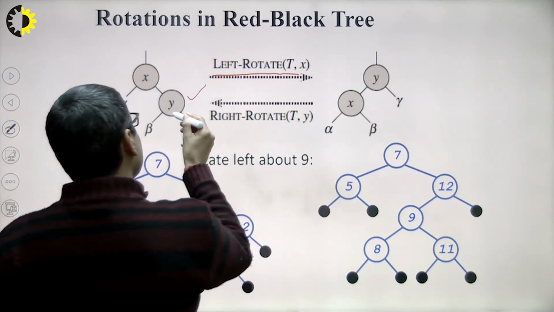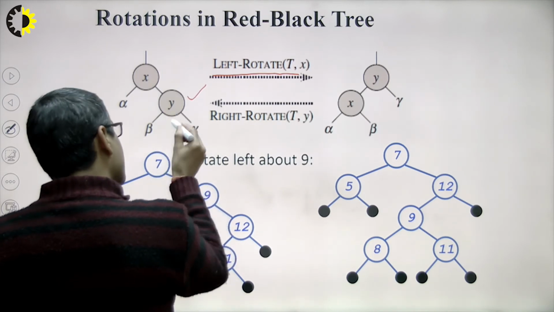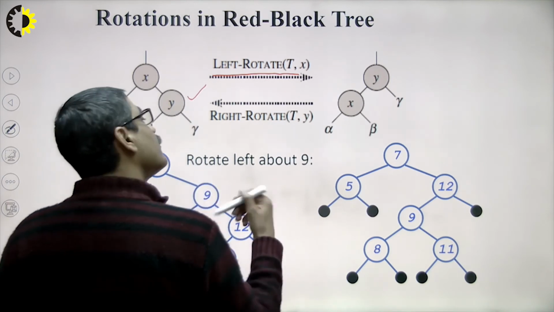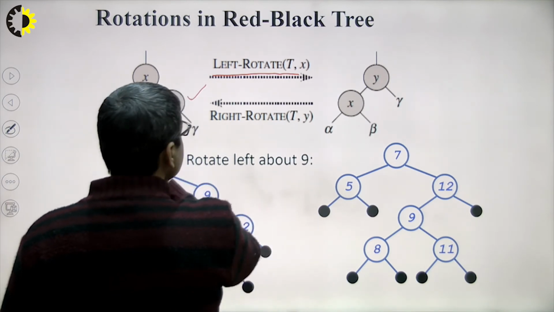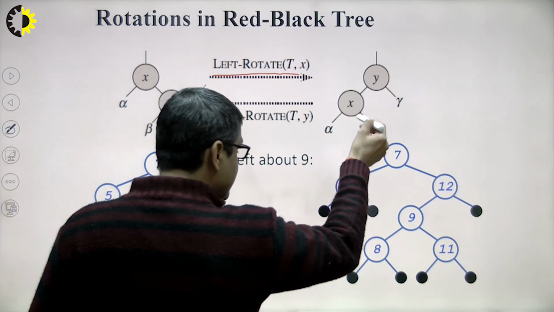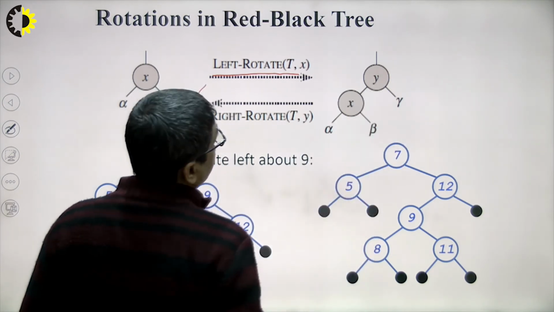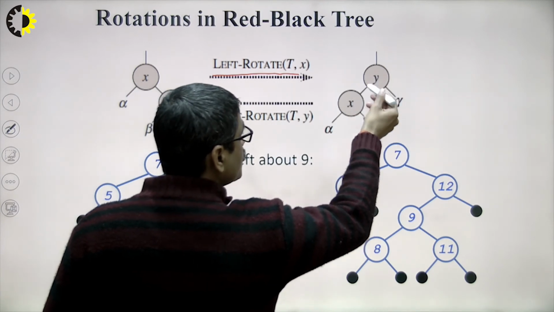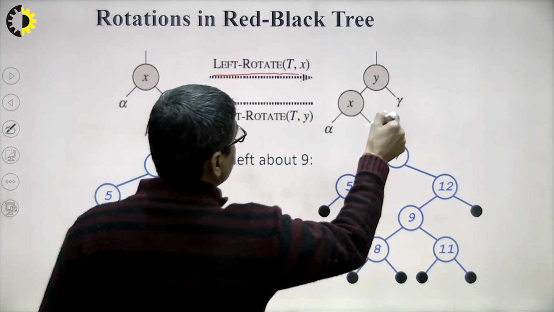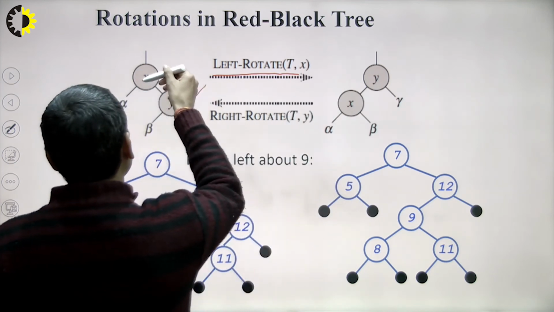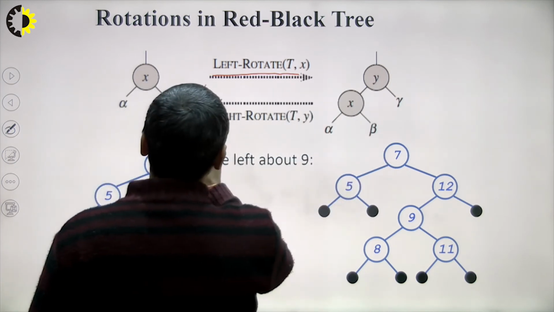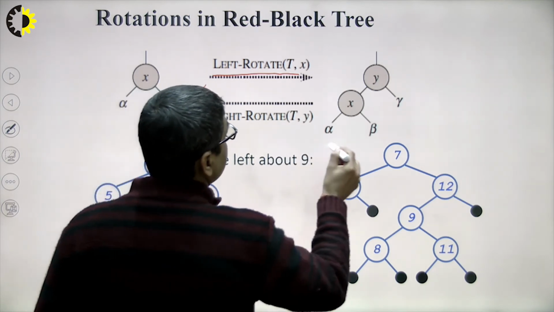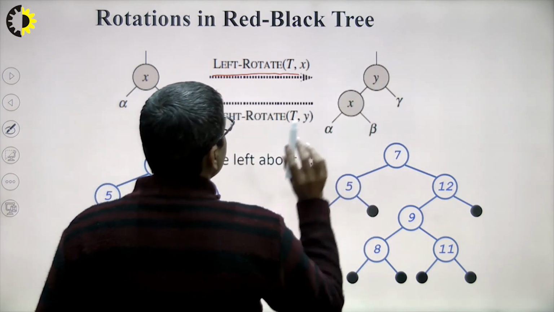But if y has a left child, right now the position of x would be the left child of y. Then what we have to do? Because this is less than y, it would exist in the left subtree of y. So we have to find the exact position of this particular node, and definitely this position is x's right child. So we make y's left child the right child of x, and we get the left rotation. So this is left rotation basically.